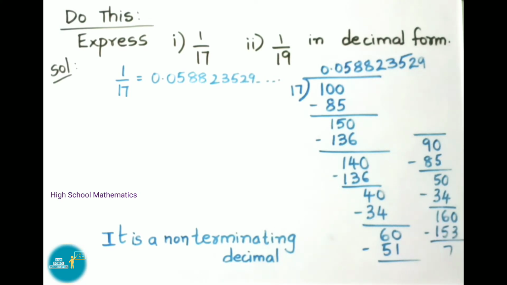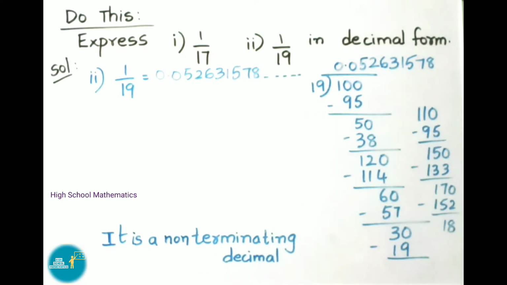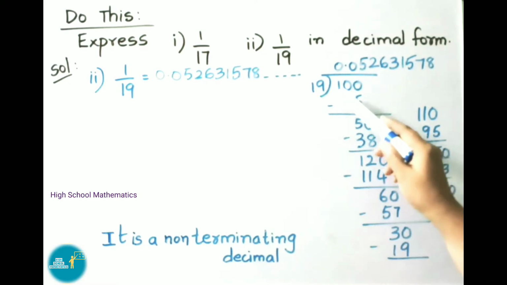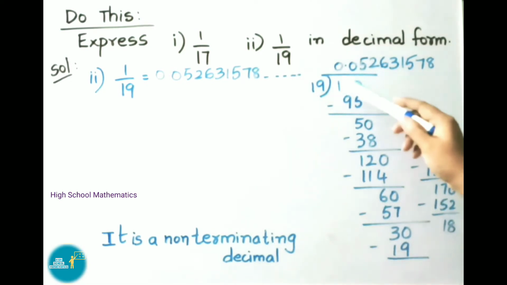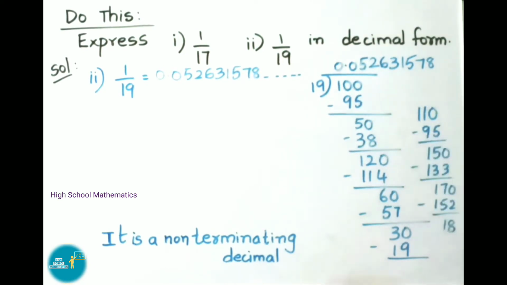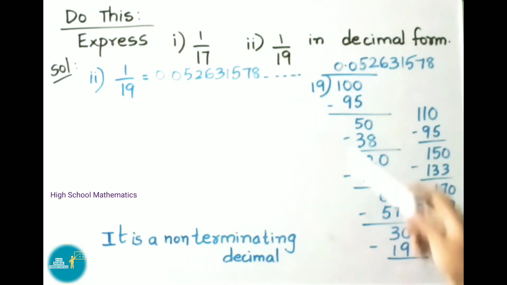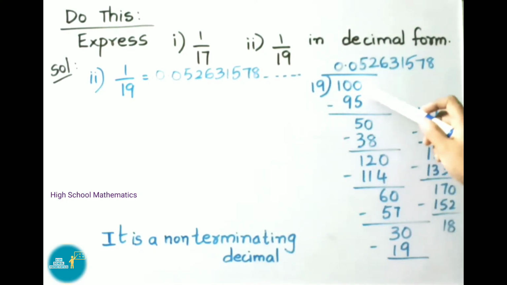Now let us see the second sum. See now the second one, 1 by 19. That means we have to divide 1 by 19. Since 1 is less than 19, we have added in the quotient 0 point and added 0. Now the number is 10, which is less than 19, so we added one more 0 in the quotient and added 0 here. Now the number is 100.